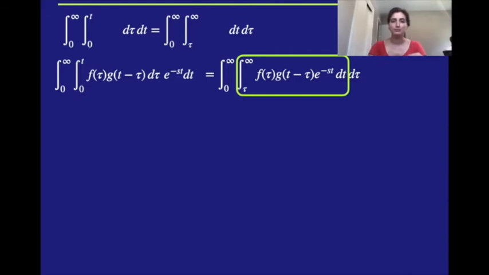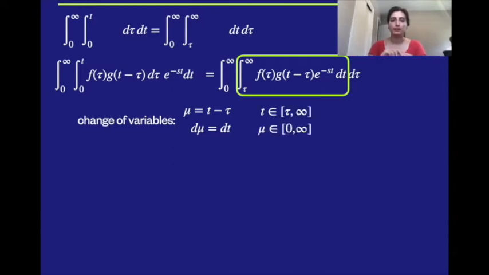Here we have t minus tau. We don't like that. We redefine t minus tau to be mu. So dt doesn't change: dt is equal to d mu. But t was ranging from tau to infinity. Mu has shifted everything down by tau, so mu goes from 0 to infinity. So this is our new equation.